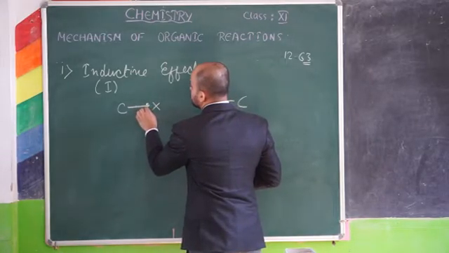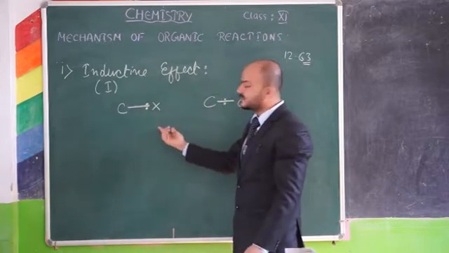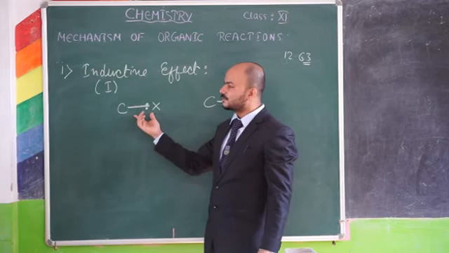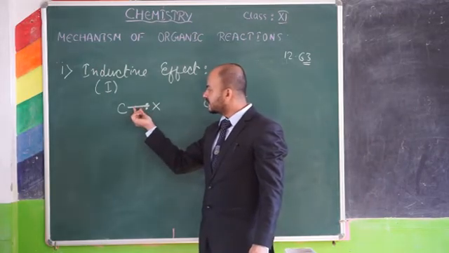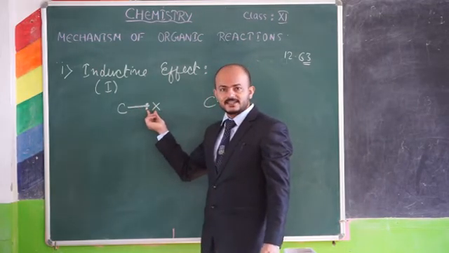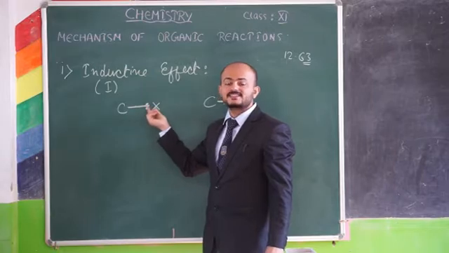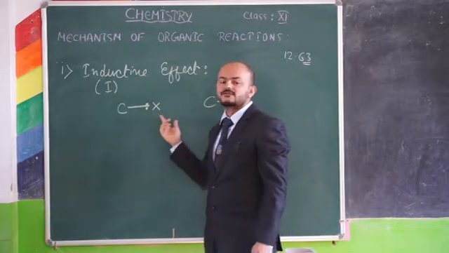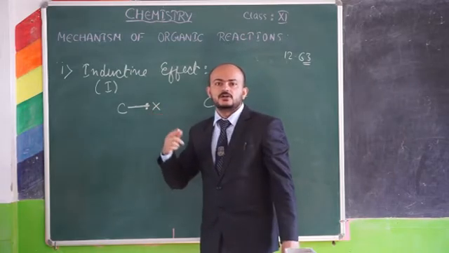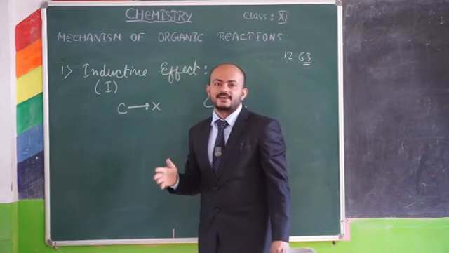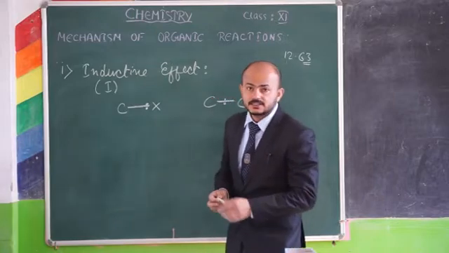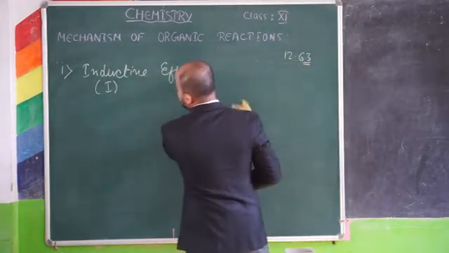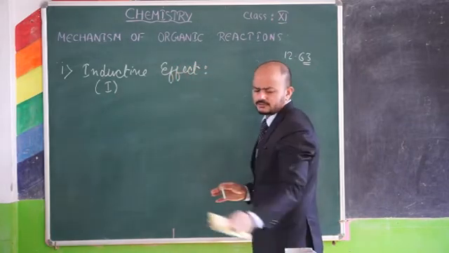Yes or no? Here there is no shift, no inductive effect, but in this case, we can see that this shared pair of electrons is always shifted towards the halogen side. Such a permanent shift of the shared pair of electrons towards the more electronegative atom is known as inductive effect. Hope this is clear. Now let's discuss the types of inductive effect. Inductive effect is of two types. It's very easy to remember.